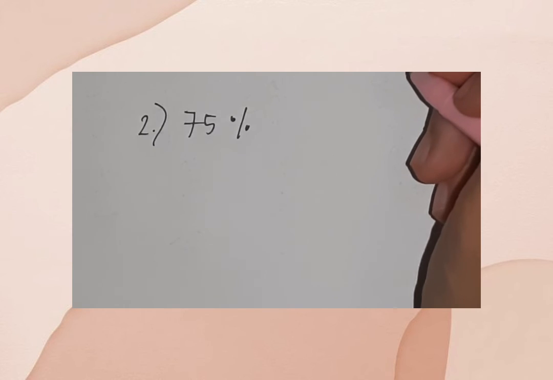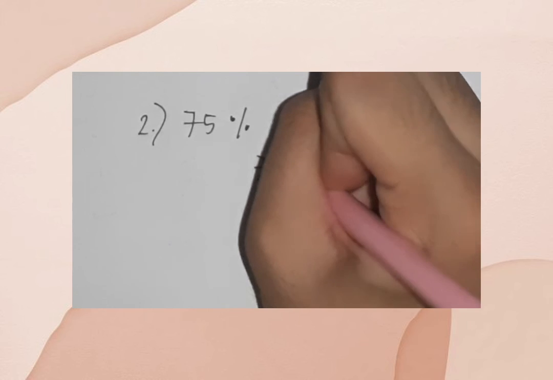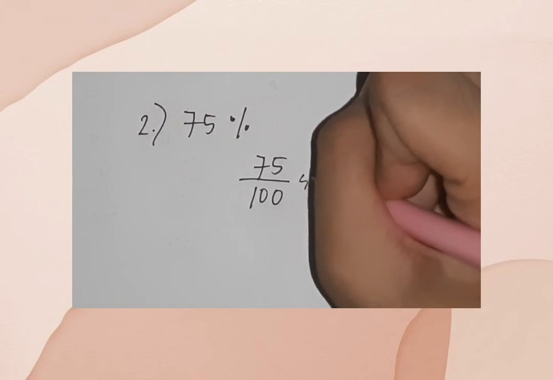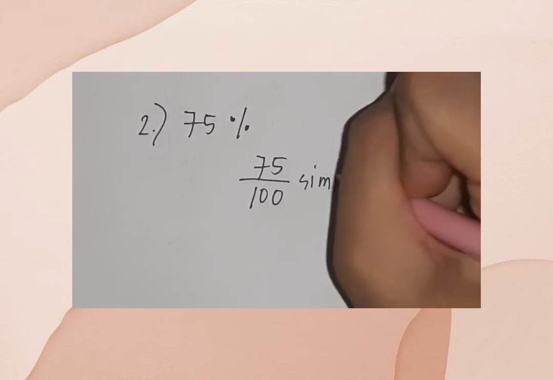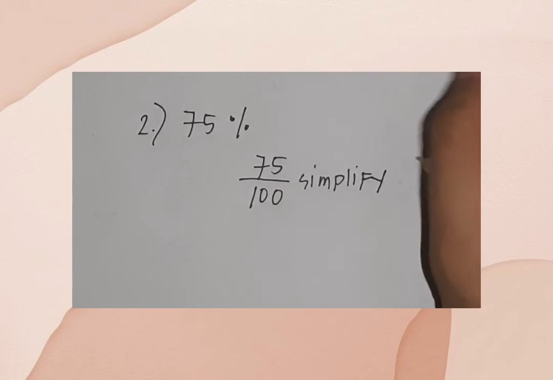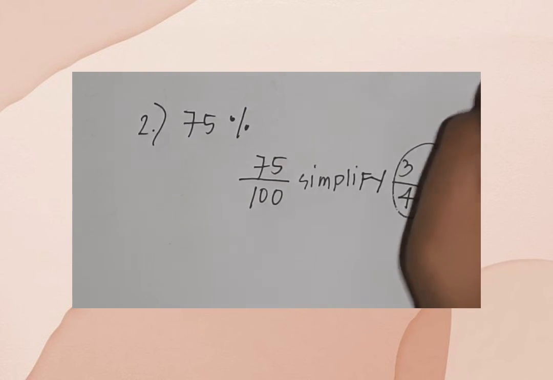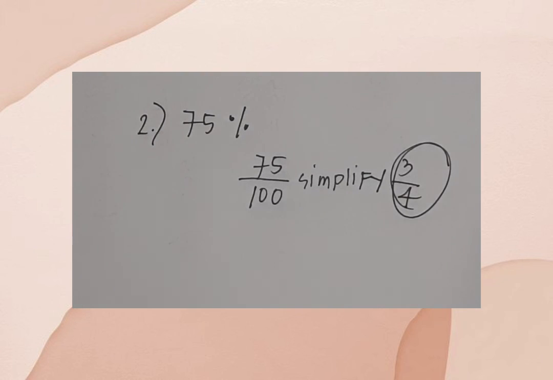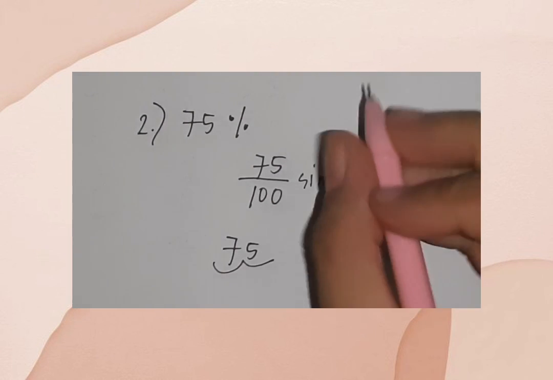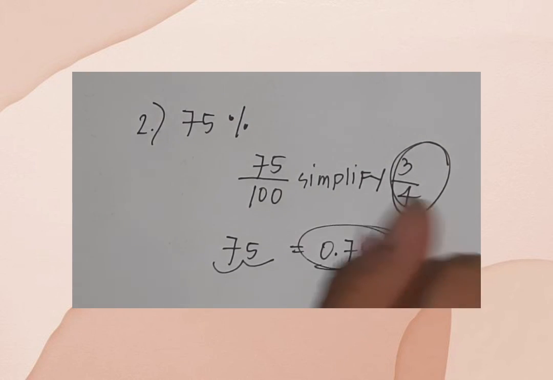For the last example, we have 75%. We just need to divide it by 100 to get 75 over 100. Both numerator and denominator are divisible by 25, so let's simplify it to get 3 over 4. So the fraction form of 75% is 3/4. Just move the decimal place twice to the left, so that 0.75 is the decimal form of 75%.